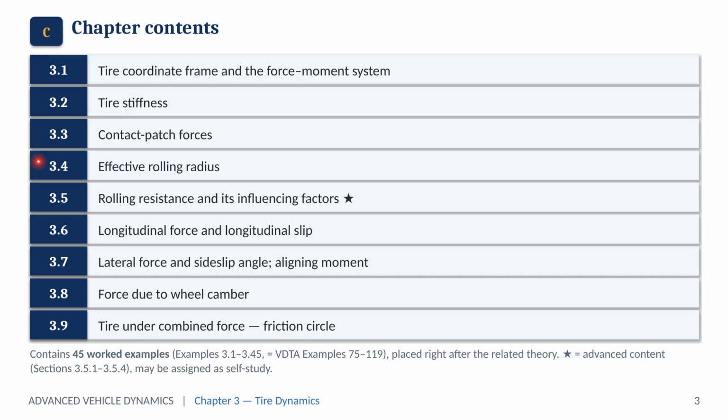Section 3.6, longitudinal force and longitudinal slip. Section 3.7, lateral force, sideslip angle, and the aligning moment. Section 3.8, the force due to wheel camber. And Section 3.9, a tire under combined loading, the friction circle. Altogether, there are 45 worked examples, placed immediately after the theory they illustrate. A star marks advanced material that may be assigned as self-study.